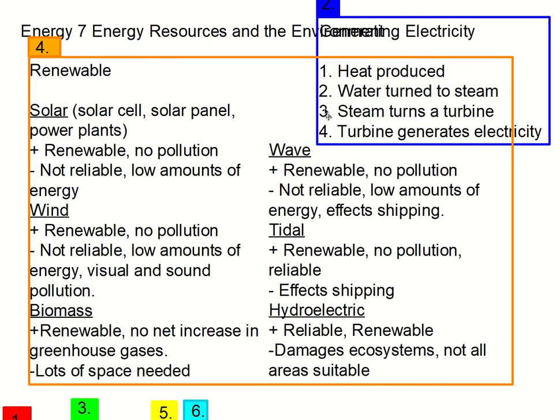Wind uses a wind turbine, which is generating electricity. The difference is, obviously, you don't heat up anything and you don't use steam, but in this case it's wind. The wind turns a turbine, the turbine generates electricity.